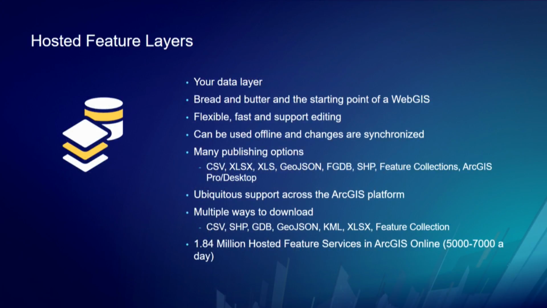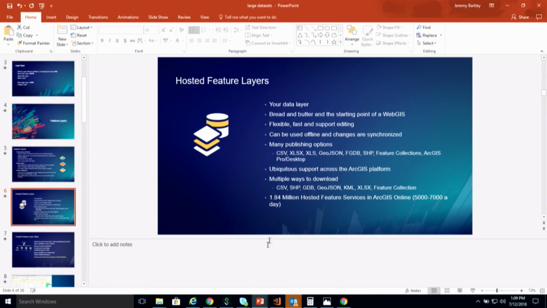The hosted feature layer is the bread and butter and the starting point of the WebGIS. It's flexible, fast, and supports editing. It can be used offline and the changes are synchronized. You can publish from many different sources. It's used across the platform, with multiple ways to download. This is an old slide.